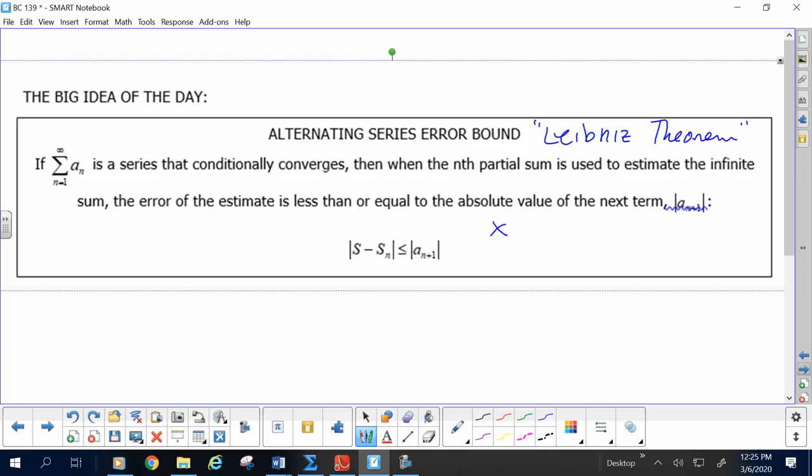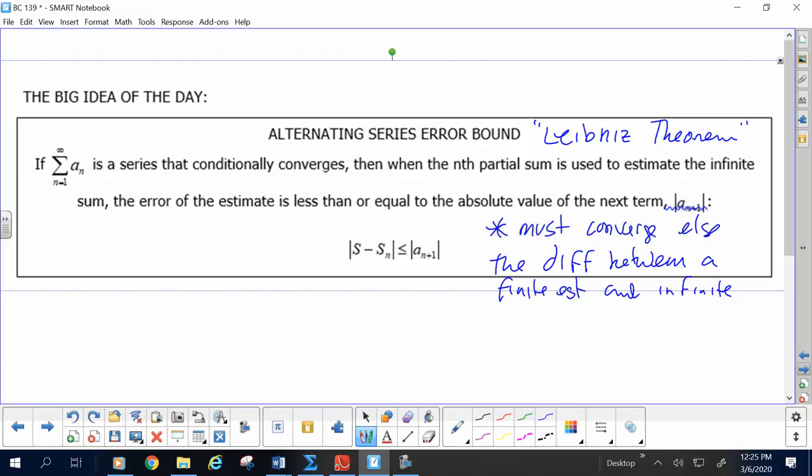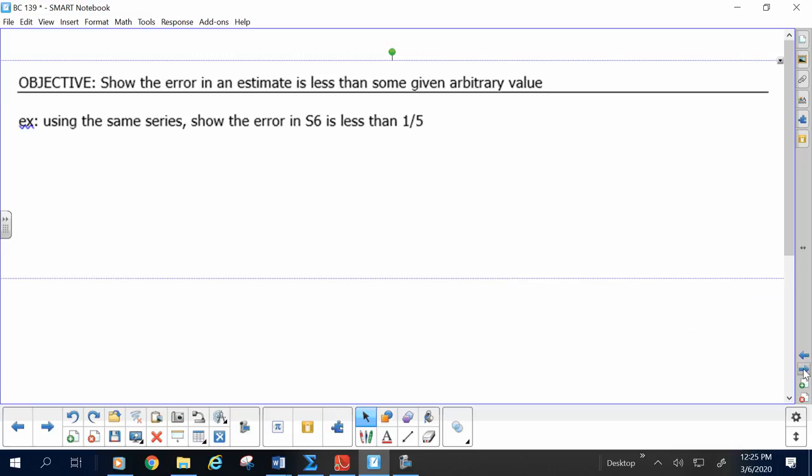Now, write yourself a note here: it must converge, or otherwise the difference between a finite estimate and an infinite sum can't be bounded at all. That's ridiculous. You would have infinite error. If the sum is infinite, then this whole thing is out of whack. You wouldn't try to bound something that has an infinite sum. So you have to meet the conditions of convergence first, or at least quickly. The good news is you don't have to do it very thoroughly.